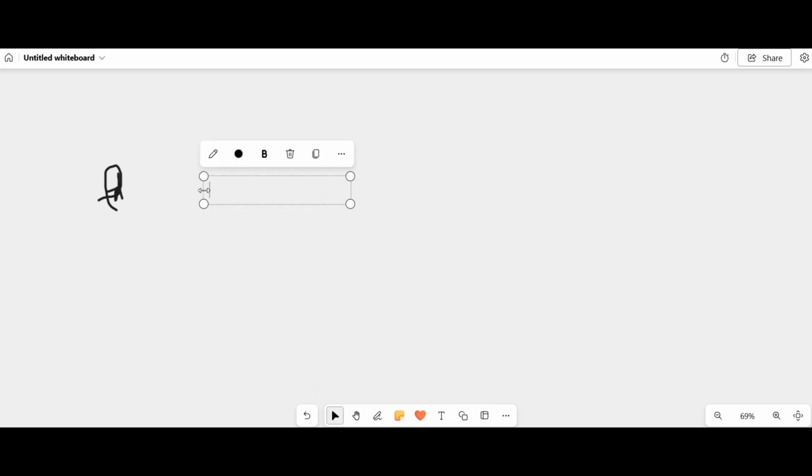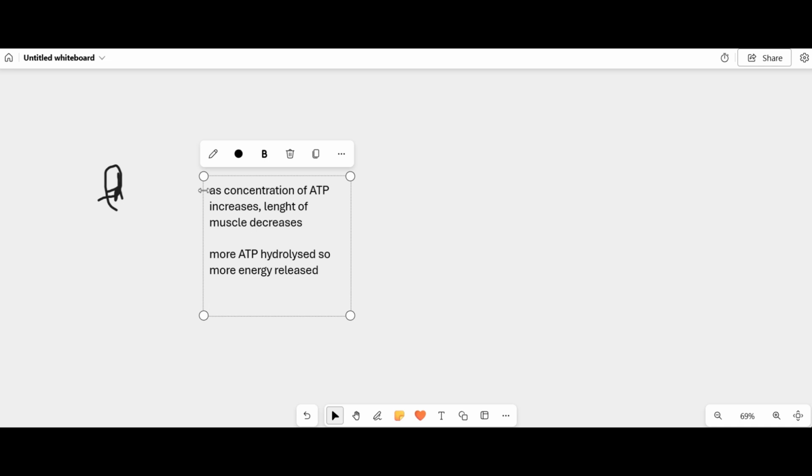So that's going to be: as concentration of ATP increases, length of muscle decreases. So just state the obvious first here. And then say more ATP hydrolyzed, so more energy released, so more muscle contraction. Alright, calm.